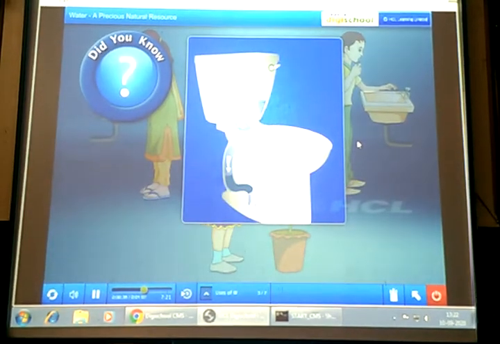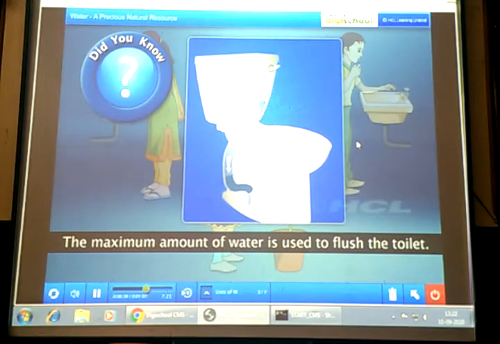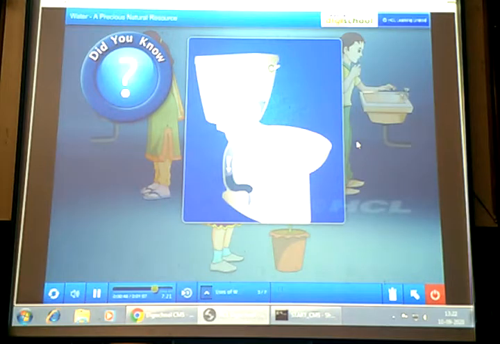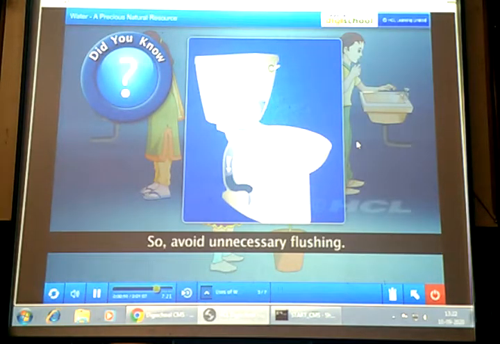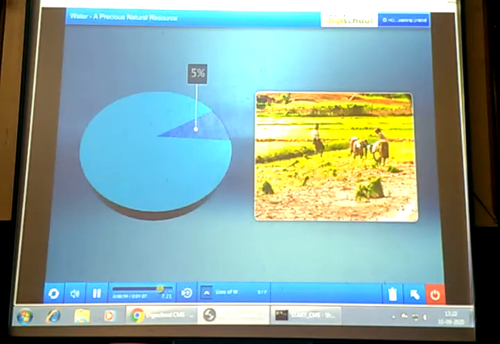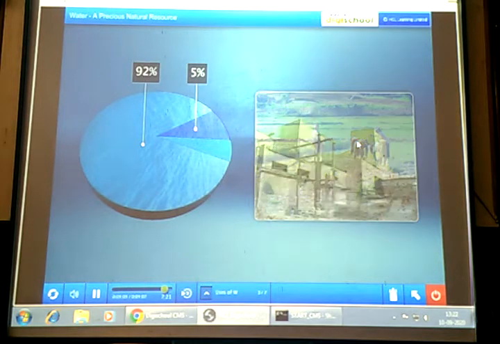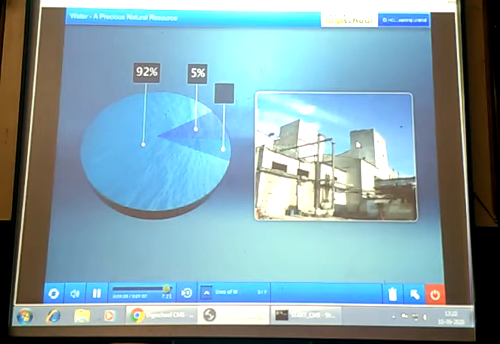Did you know that in most households, the maximum amount of water is used to flush the toilet. Each flush of toilet uses about 6 to 13 liters of water. So, avoid unnecessary flushing. In India, almost 92% of water is used for agriculture, and about 3% is used in various industries.